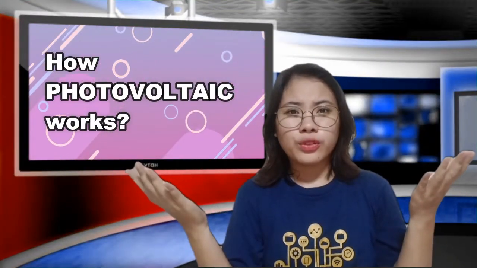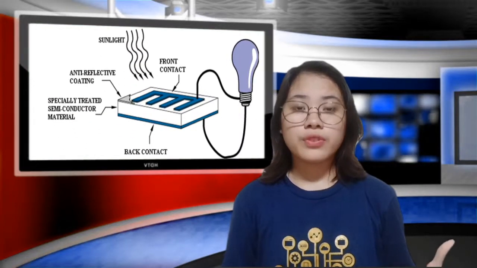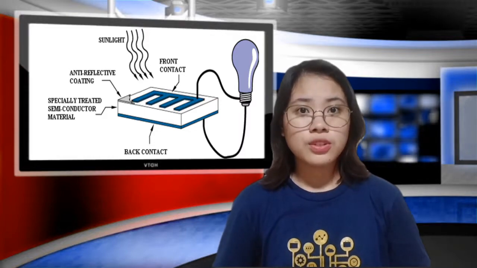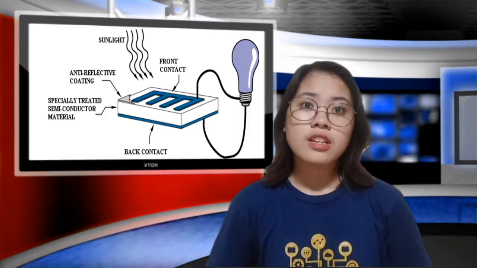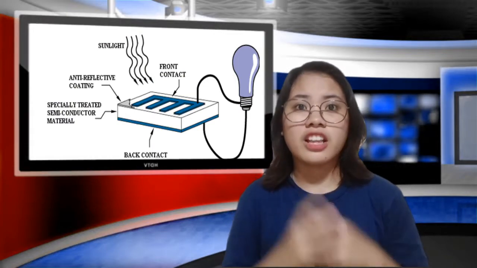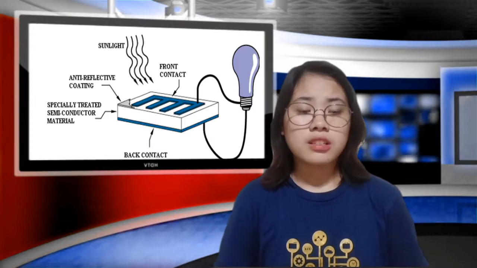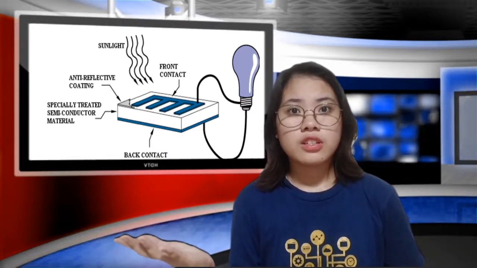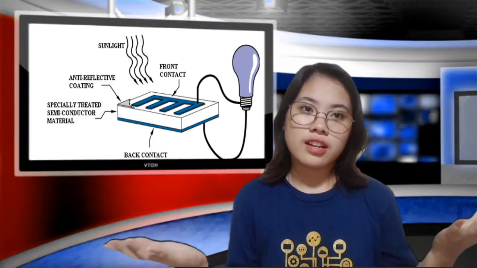A basic photovoltaic cell is often known as a solar cell, as you can see here. This is an example of a solar cell. So what is a solar cell? Well, solar cells are built of the same semiconductor materials used in the microelectronics sector, such as silicon. A thin semiconductor wafer is specially processed to create an electric field that is positive on one side and negative on the other side.